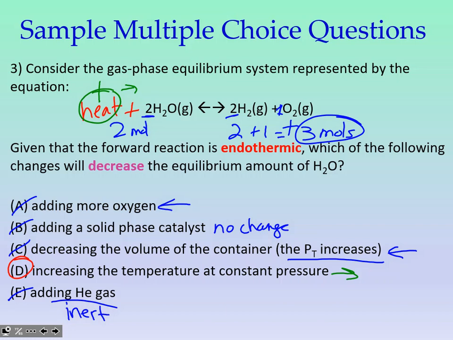Sure, go ahead. Can I explain which one again? Okay, since this is endothermic and heat is located on the reactant side, if we're adding in heat, we're adding to the reactant side, it shifts right towards the products. That means the water vapor gets consumed and it decreases.